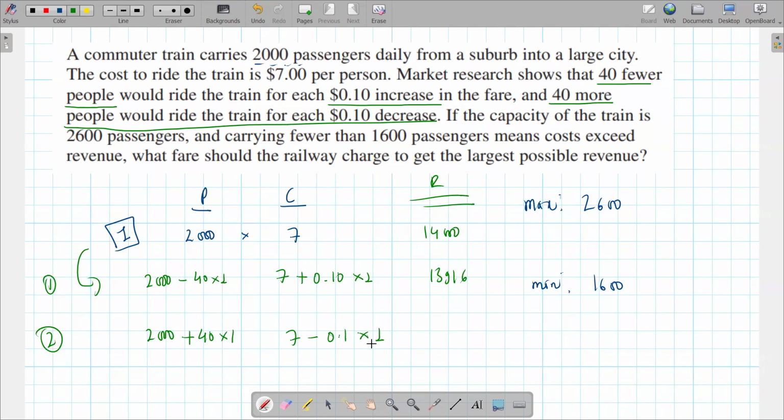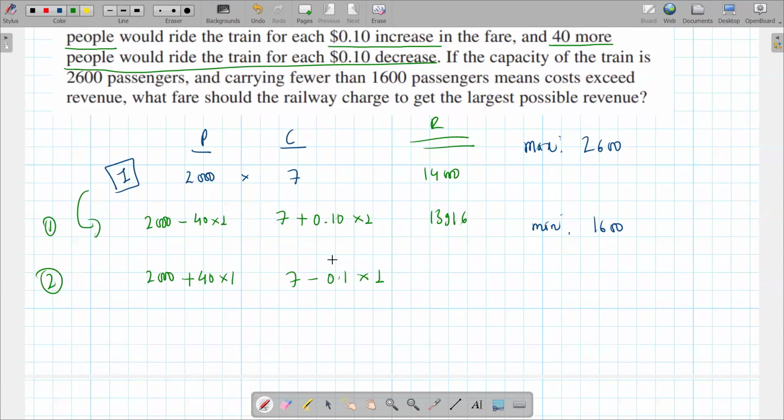The goal is to maximize the revenue, yeah? And remember that times 1 means the fare went up by 1. It doesn't have to go up just by 10 cents. It can only go up in increments of 10 cents. So it can be 7 plus 0.70, or 7 plus $2. It can only go up in terms of 10 cents increments. So here's the trick to this question. Let X be the number of fare increases or decreases.